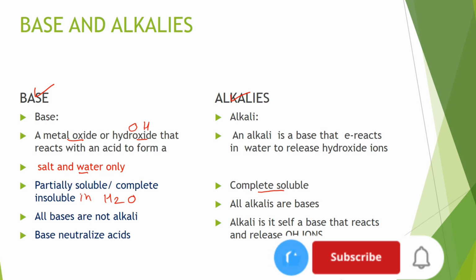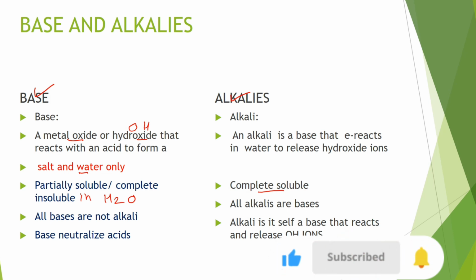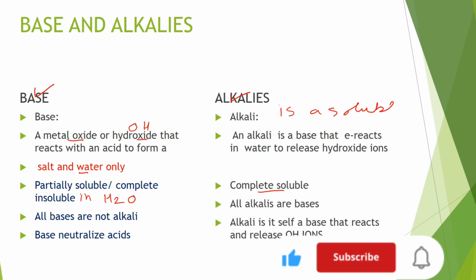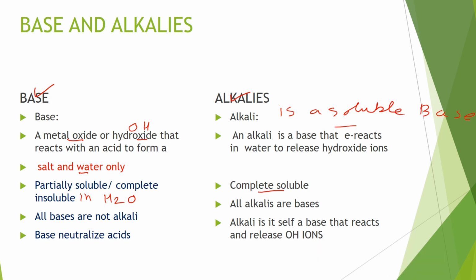Base is partially or completely insoluble, whereas alkali is completely soluble, and so we will say that alkali is a base that reacts with water to release hydroxide, or simply, alkali is a soluble base. Alkali is such a material that forms the soluble bases, and when it is reacted, hydroxide ions are released. Every alkali is a base. Now you must know that all alkalis are bases, whereas all bases are not alkalis.